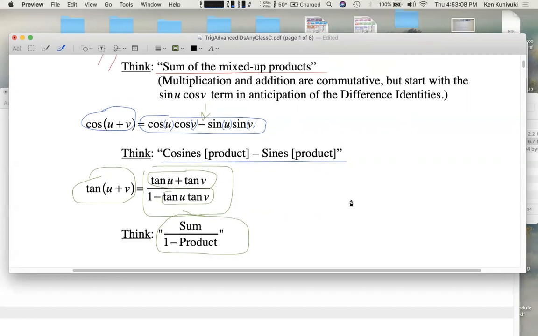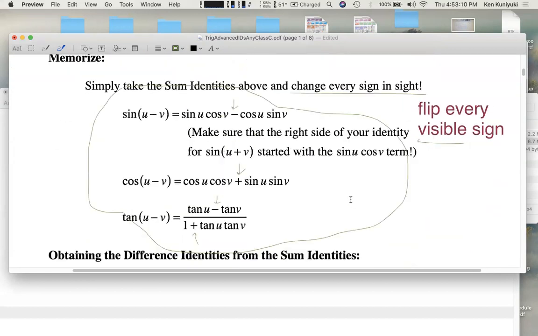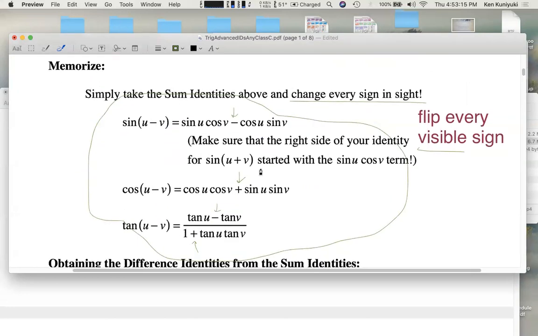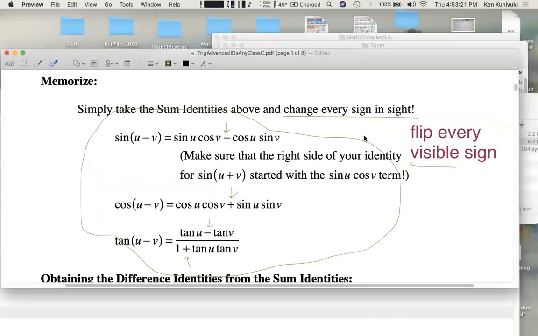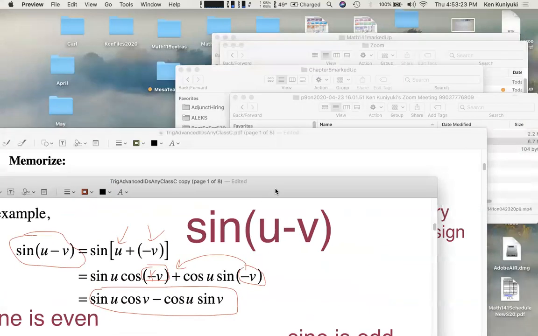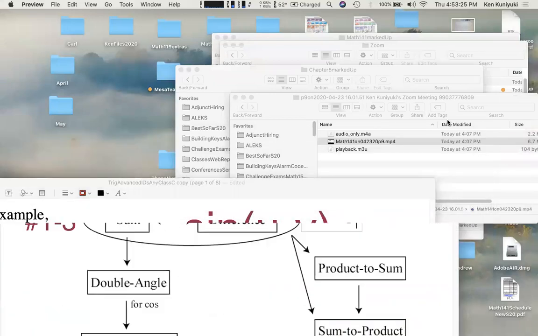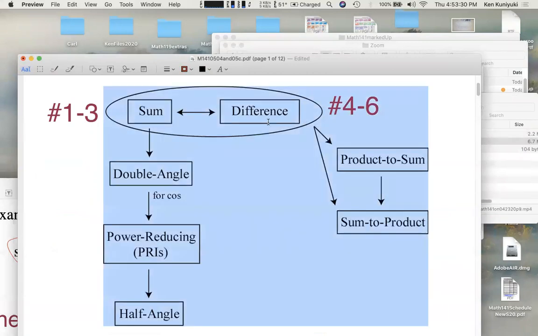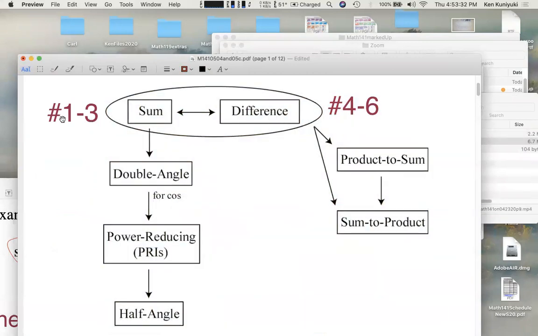So the reason why we flip all the visible signs to get from the sum identities to the difference identities is because of the even-odd properties. Cosine is even, while sine and tangent are odd. So we now have 6. Memorize these 3, the sum identities, then you can quickly get these additional 3, the difference identities. We're up to 6.